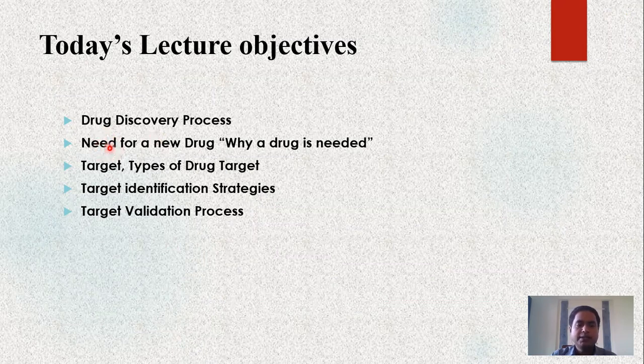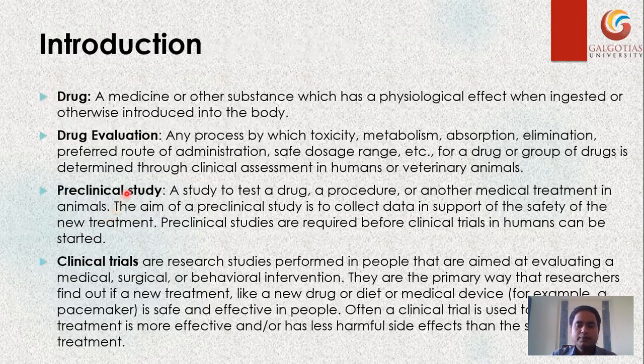We will analyze the need for a new drug, why a drug is needed, targets, types of drug targets, target identification strategy, and the target validation process. So we can proceed with some keywords, like drugs. What is a drug? A drug is a medicine or other substance which has a physiological effect when ingested or otherwise introduced into the body.